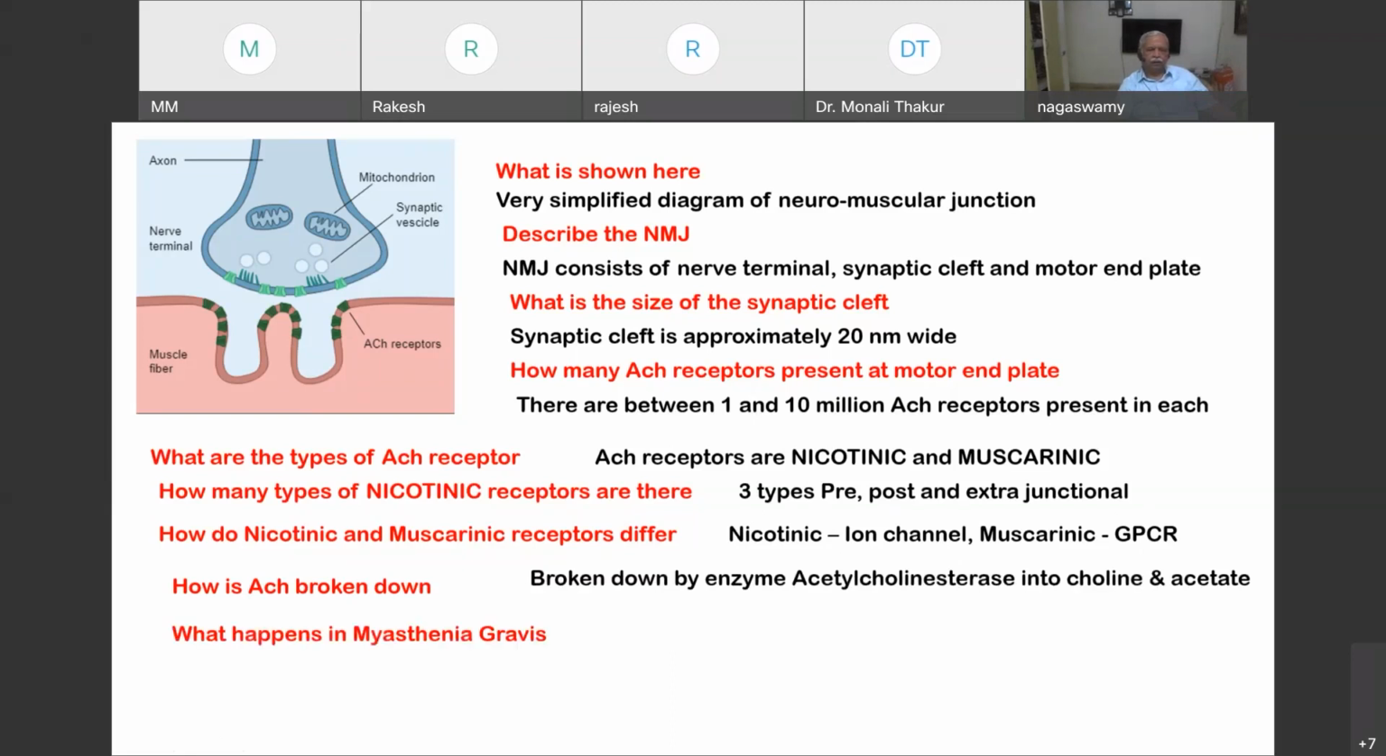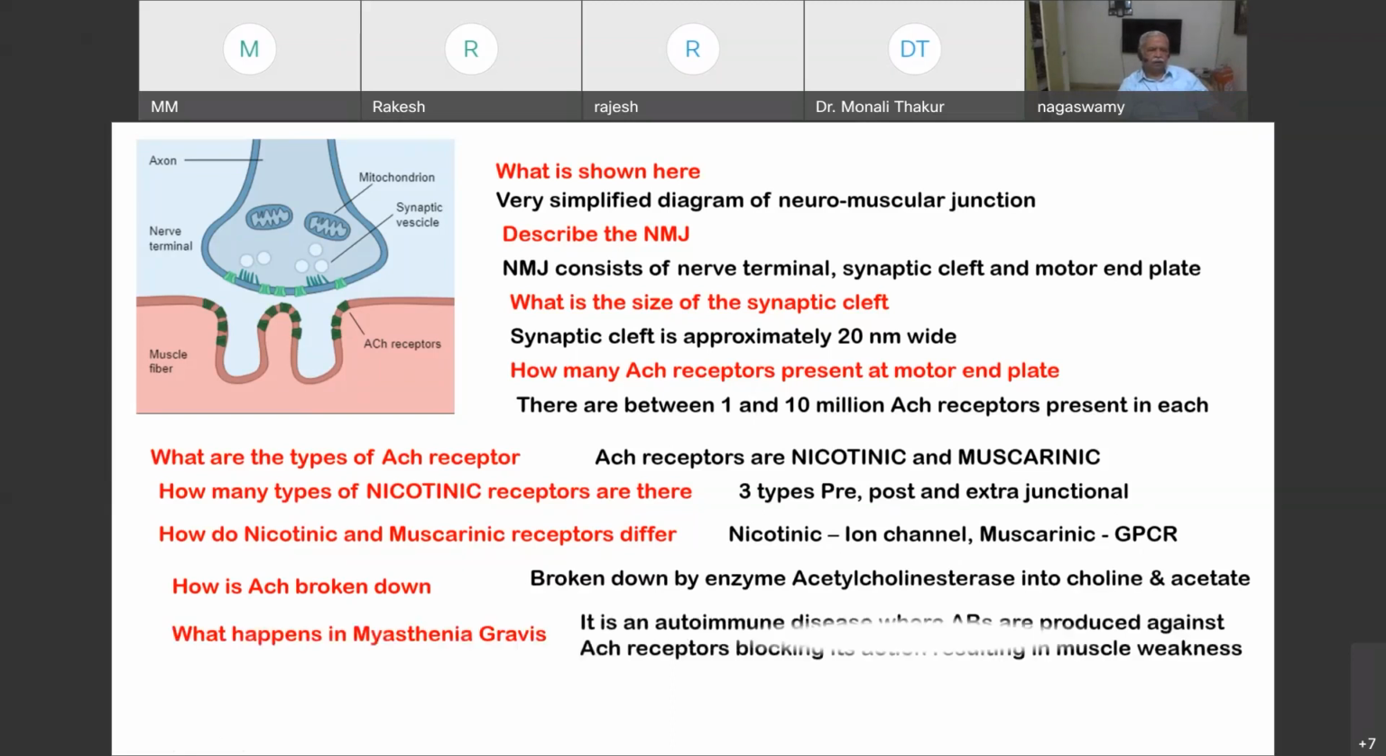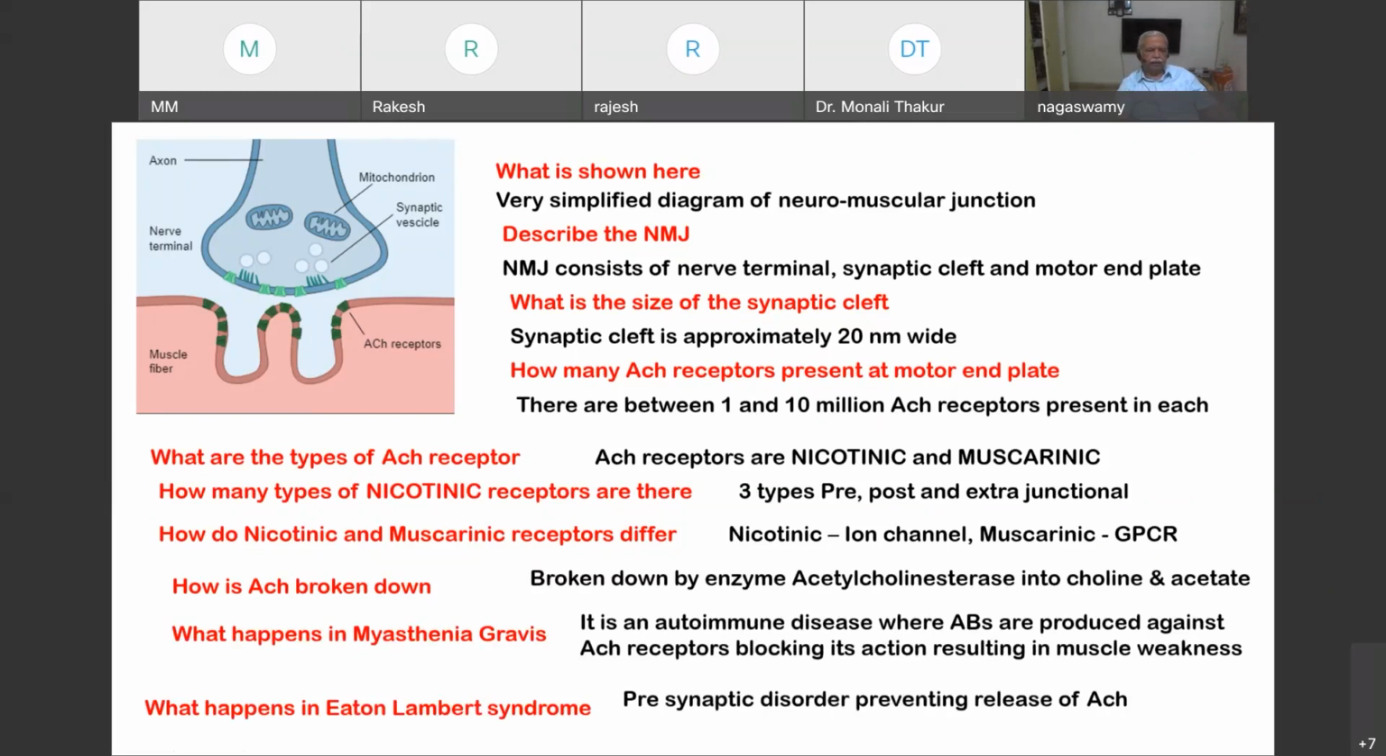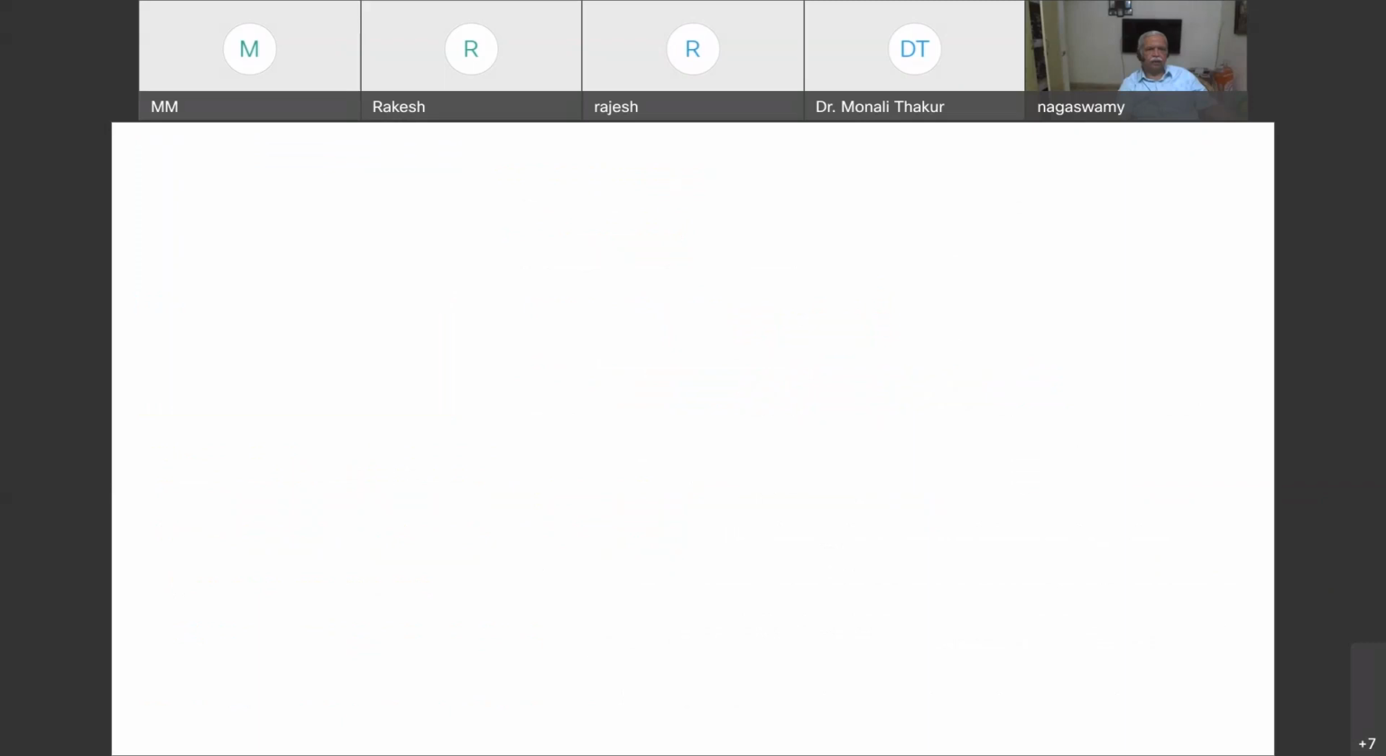So they are broken by acetylcholinesterase. So in myasthenia, an autoimmune disease, antibodies are produced against the acetylcholine receptors, blocking the action, resulting in muscle weakness. That is the postsynaptic disorder. Whereas Eaton-Lambert is a presynaptic disorder, preventing the release by affecting the calcium entry.